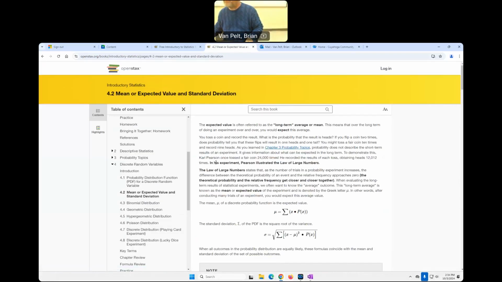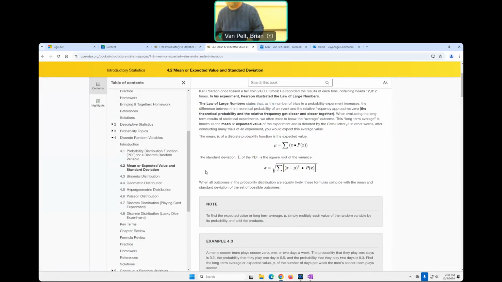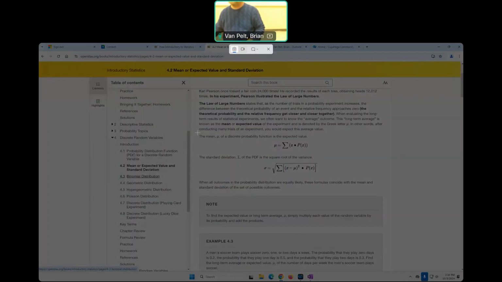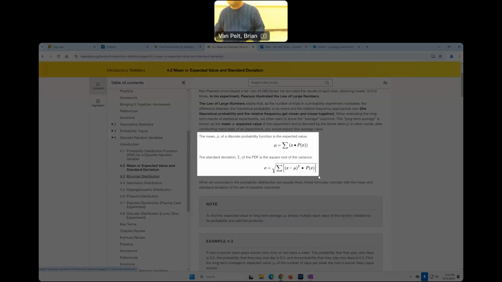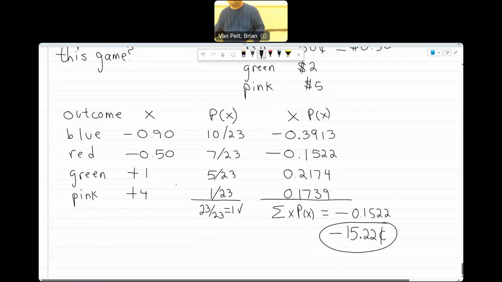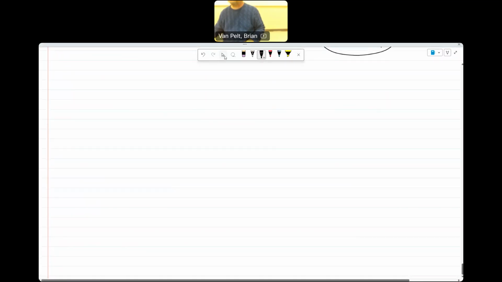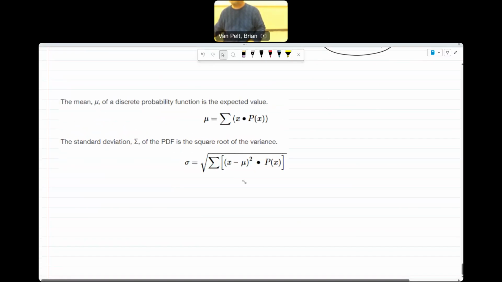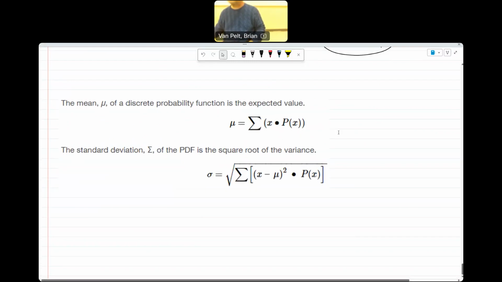Here's a couple of formulas that we had for probability distribution. So these are the formulas you use.